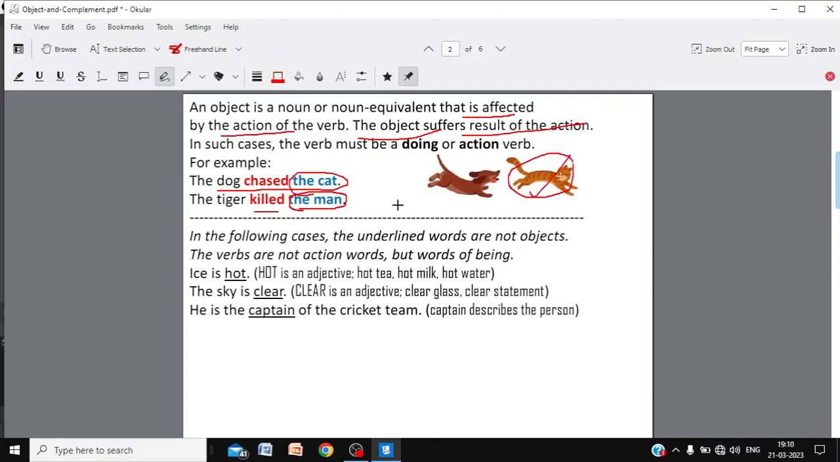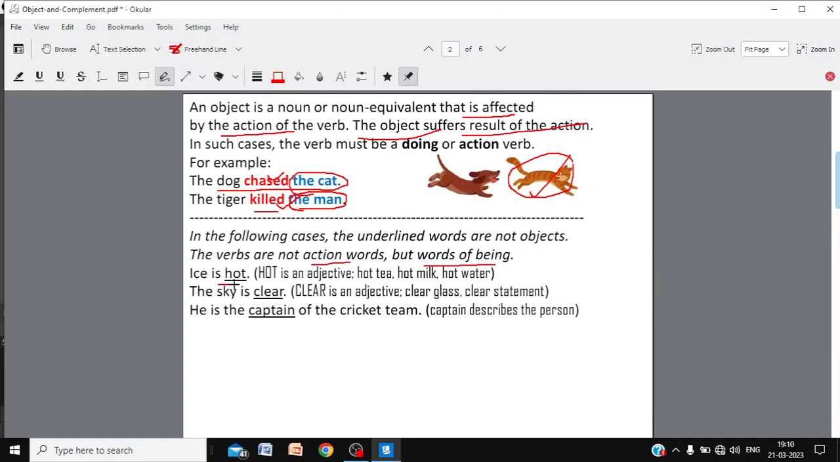So the noun or noun equivalent which is affected, and on which the result or consequence of the action falls, that is an object. In the following cases, the underlined words are not objects, because chased and killed were words of action. But here we will not be having action words, we will have words of being.